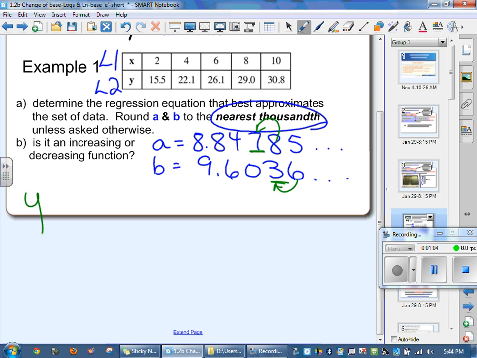So I'm going to write my equation as y equals, our A is 8.848 plus the B, 9.604. And then I put my ln x on the end, and I'm done. Okay, there's your equation. Let's move on to the next example.